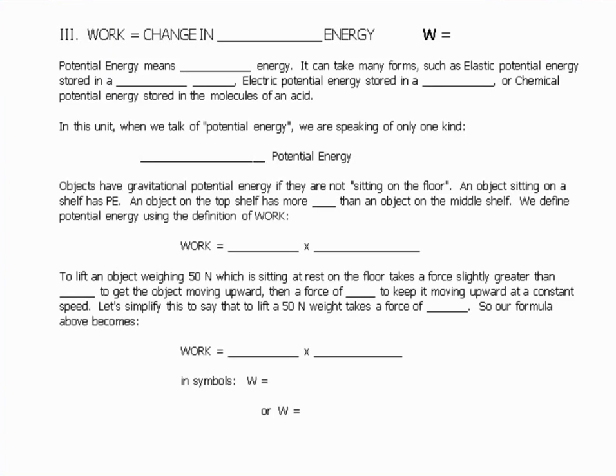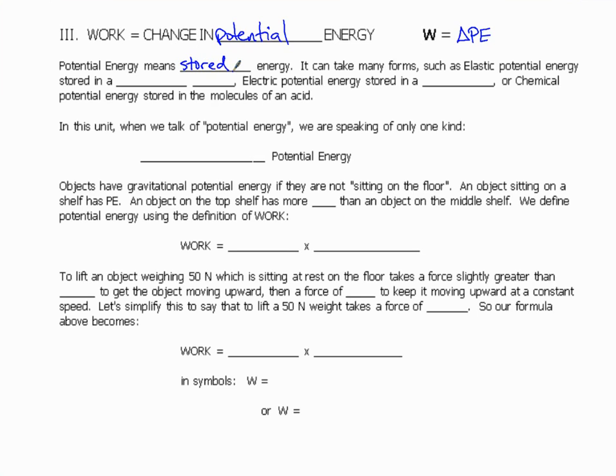All right, so we're looking at Unit 7, and there's 3 different ways that we can do work. We're looking at the third one. In this one, work is the change in potential energy. And we can write this as work equals, or W equals, change in potential energy, that is delta PE. Potential energy means stored energy.